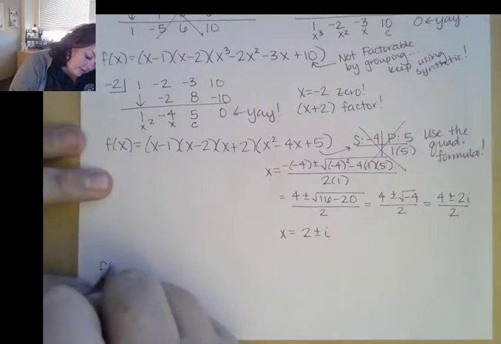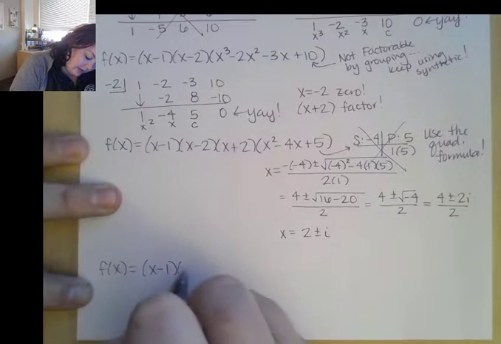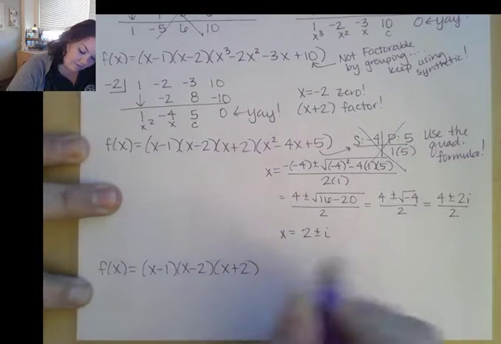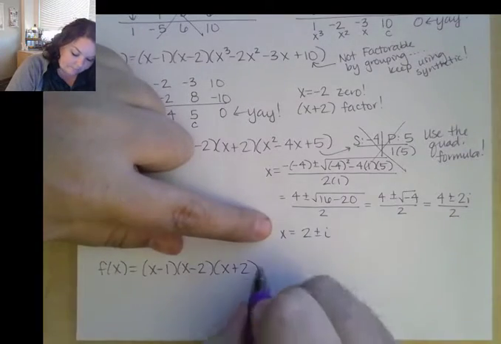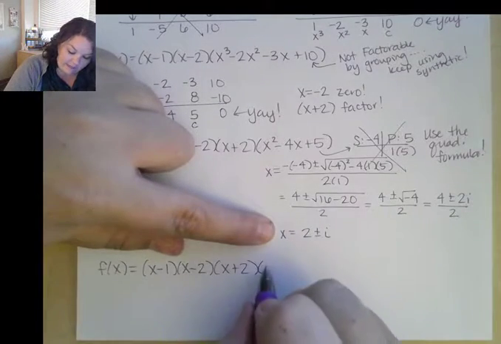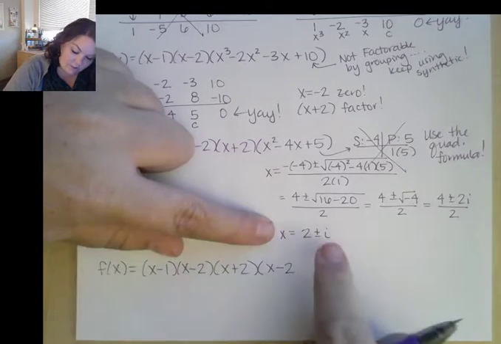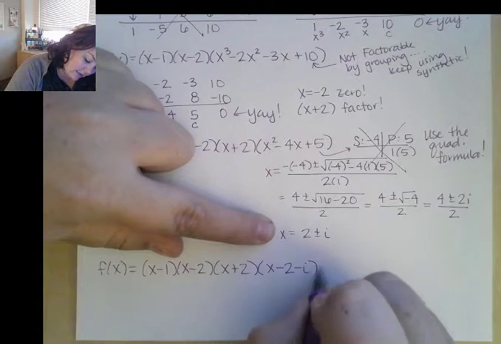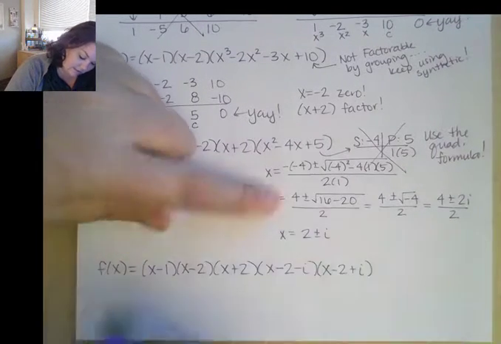Okay, so f of x is equal to my first synthetic factor, my second synthetic factor, my third synthetic factor, and then the factors that I get from these solutions. So I would have my x. When I move my 2 over, it becomes a -2. When I move a positive i to the other side, it becomes a negative i. And then I'll also get an x minus 2 plus i.